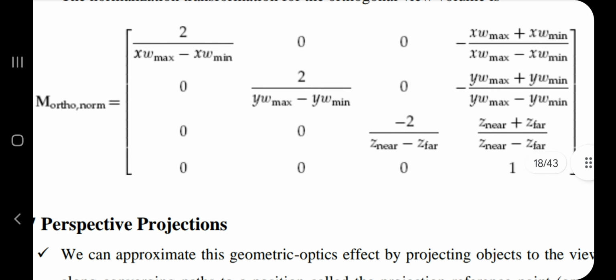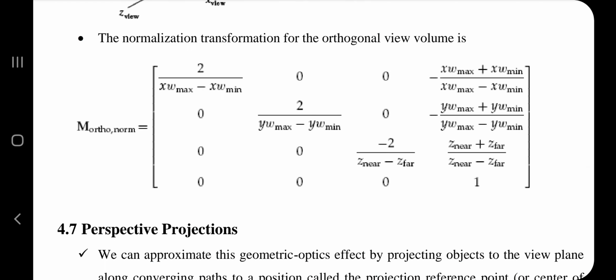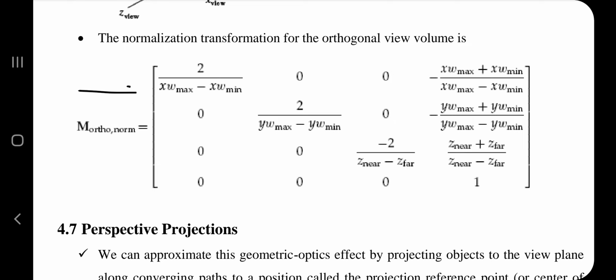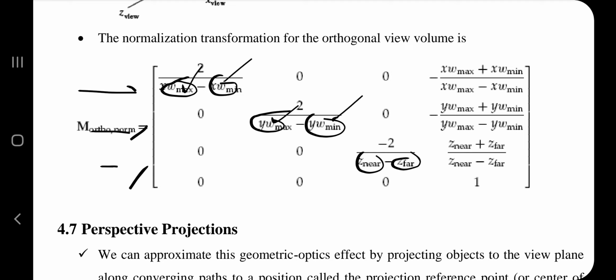It's pretty simple to memorize, and they have asked explicitly: write the matrix values for the normalization matrix for the orthogonal projection. How do you remember these values? It is very simple. This is the x axis, y axis, z axis and nothing. Here you will write xw max, xw min, yw max, yw min, z near and z far. These three things only you have to write. Nothing else as of now.